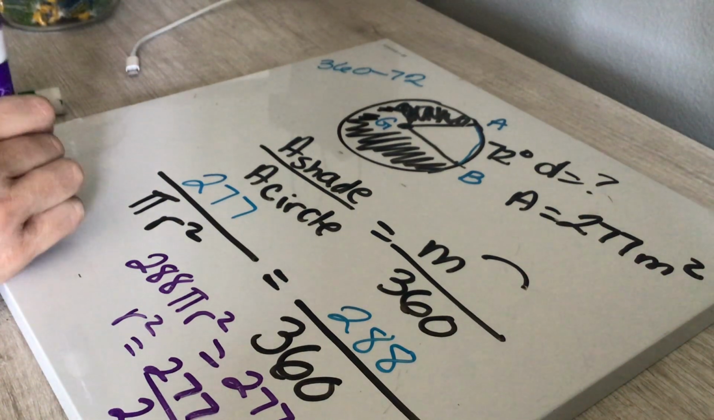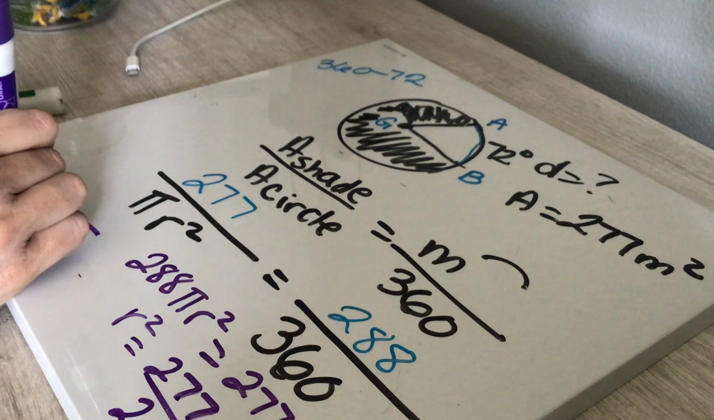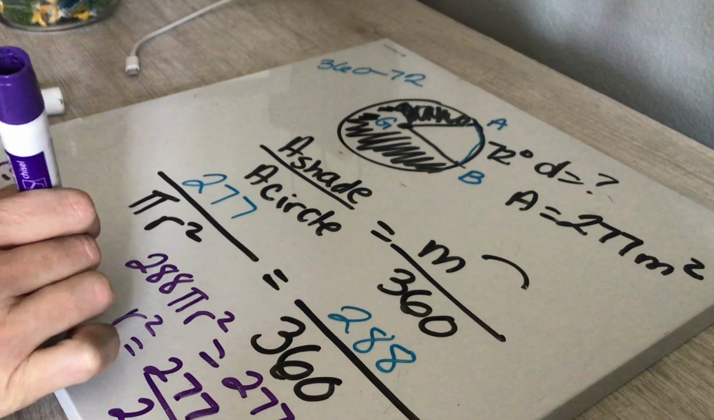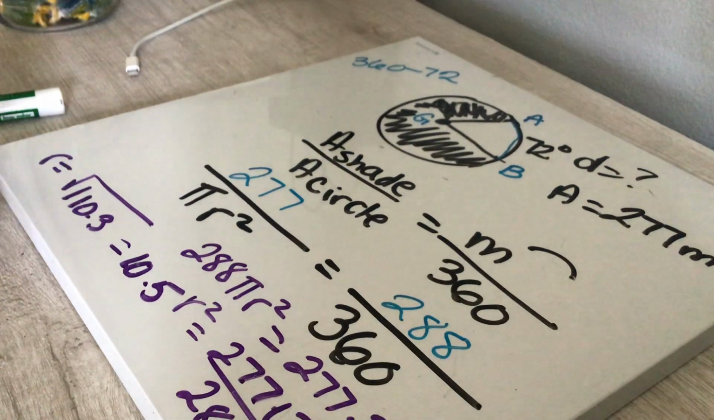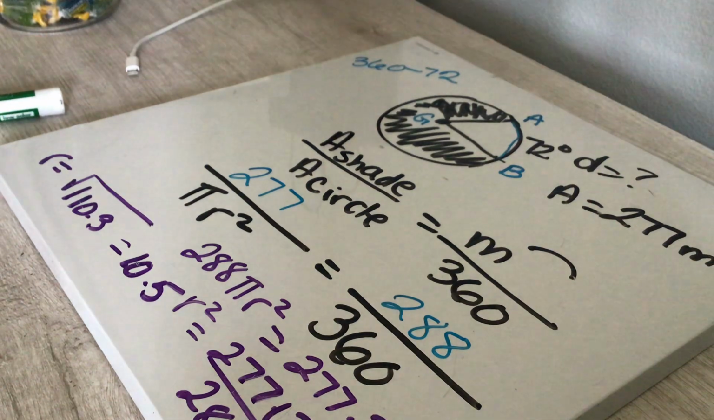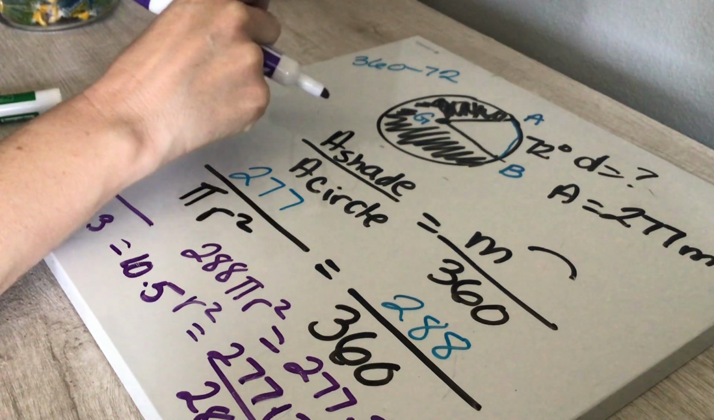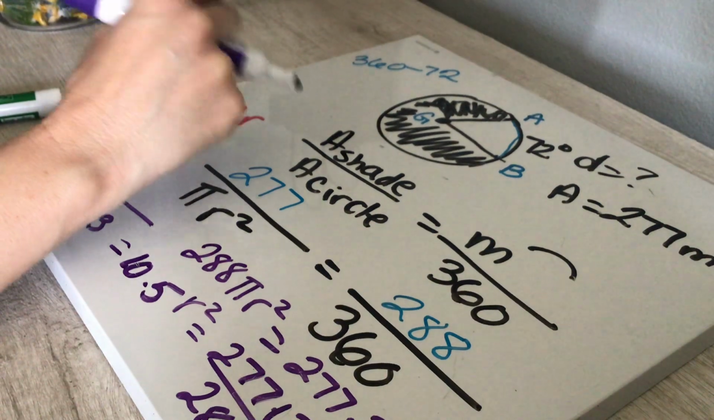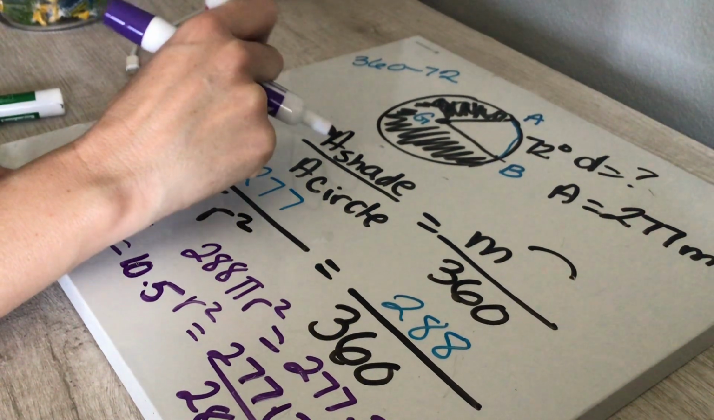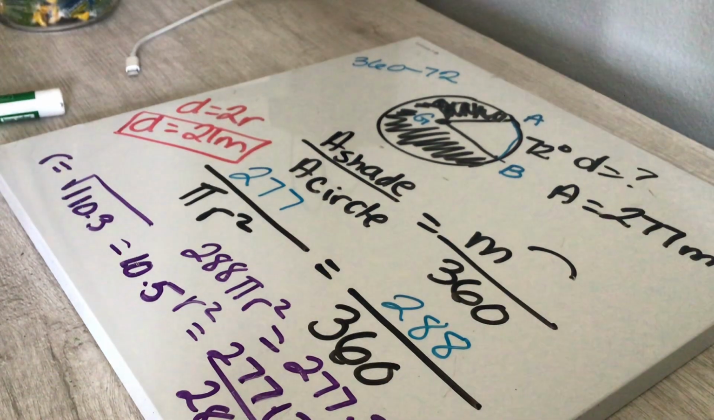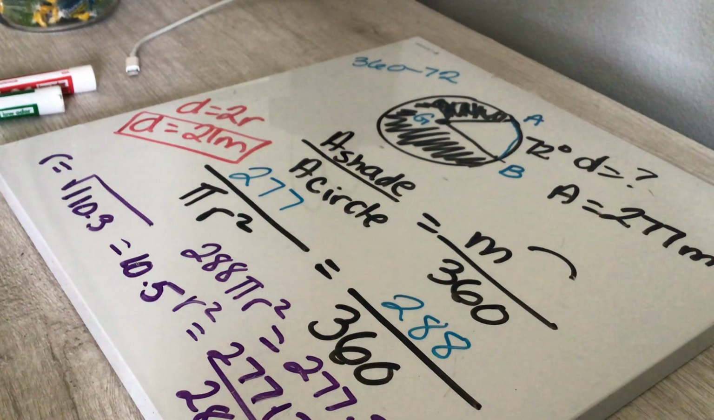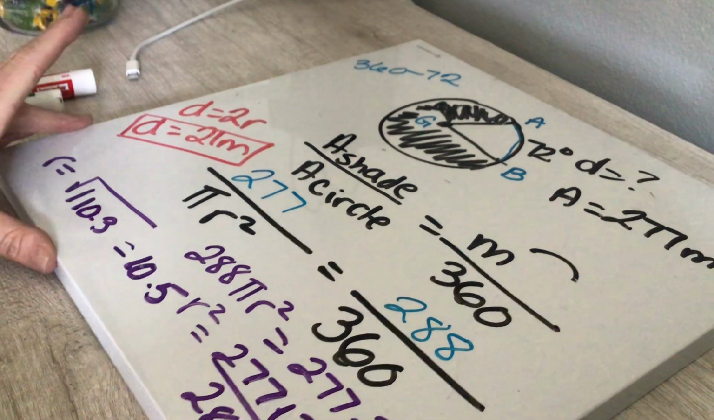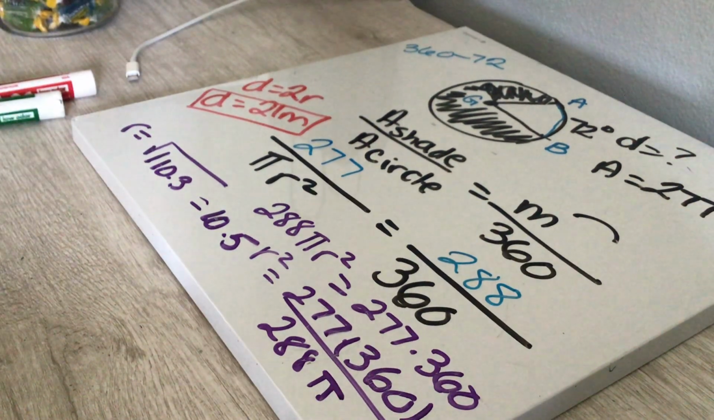So r is the square root of 110.3, which is 10.5. Then the diameter is twice that. So diameter is twice the radius, so the diameter is 21 meters. We're just using the area of the sector to get information about our circle. Okay, all right, area of sectors in relationship to the area of a triangle.